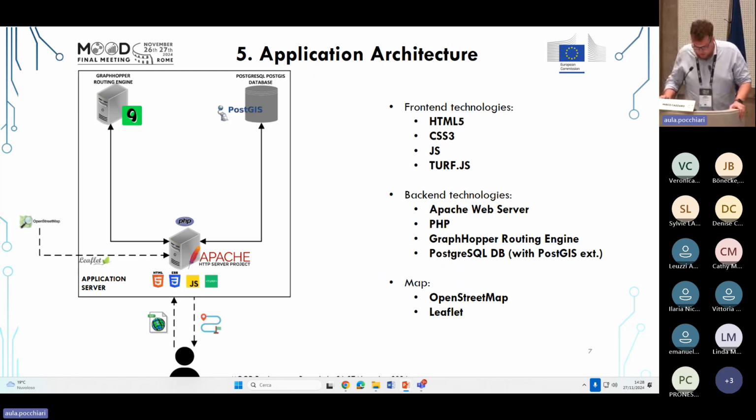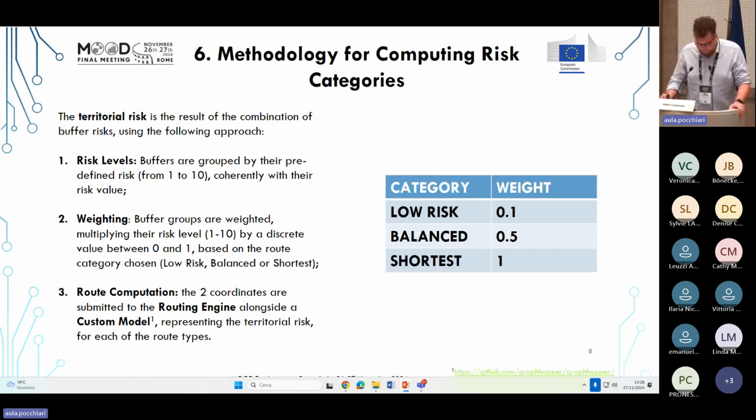So this is our application architecture. Basically, this is a web application that employs normal front-end technologies, but is backed by a routing engine, namely GraphHopper, and a PostGIS database that collects and allows us to fetch farm location data. We use OpenStreetMap to just have a map in the background.